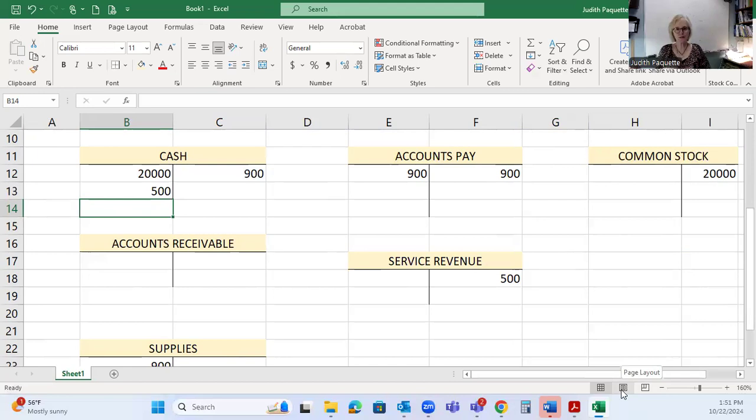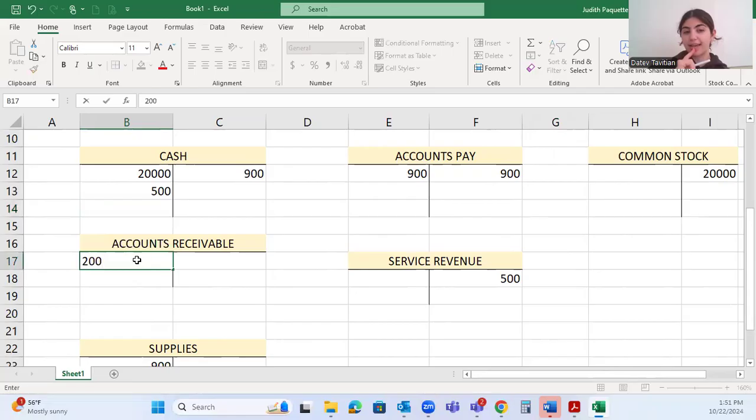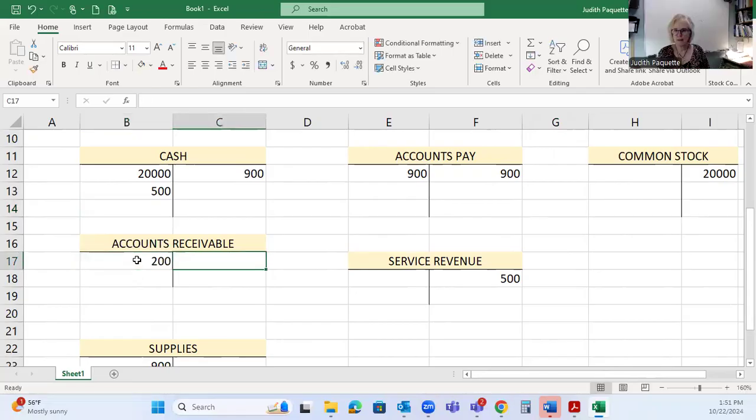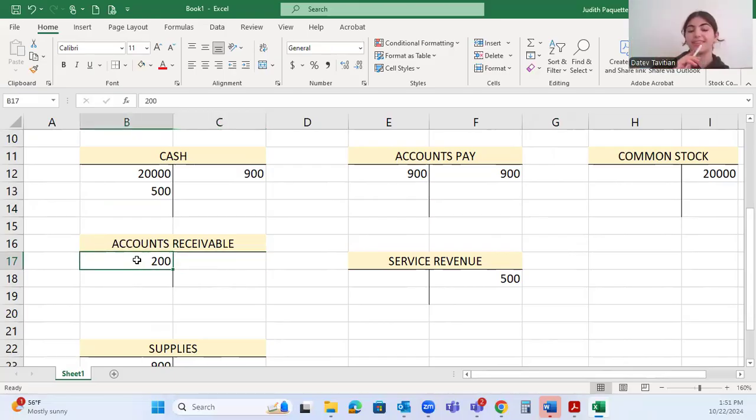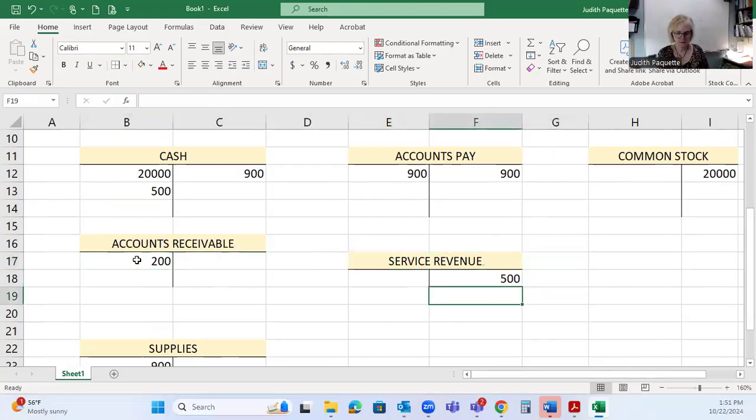They get to call it a sale because there's been an exchange. They clean the house, so we would debit accounts receivable for 200. They didn't get paid. And we would credit service revenue for 200. That's it. Okay, you got it.